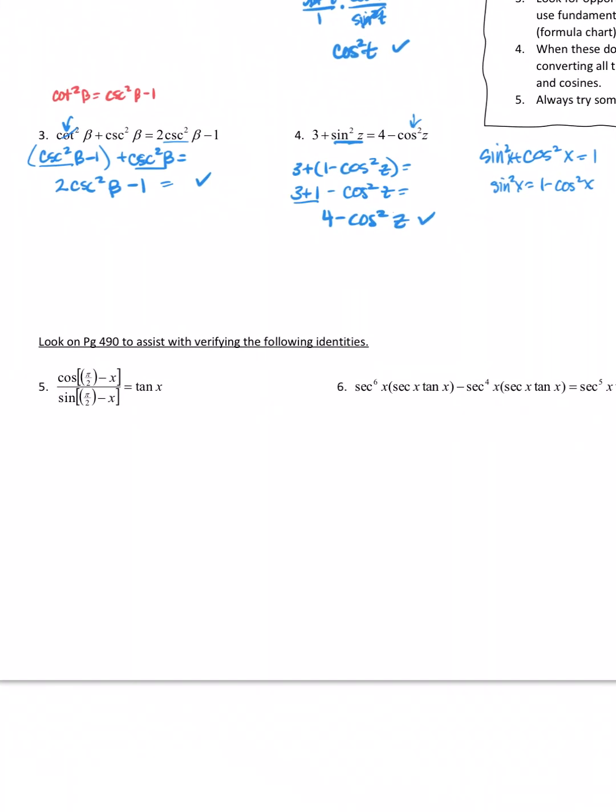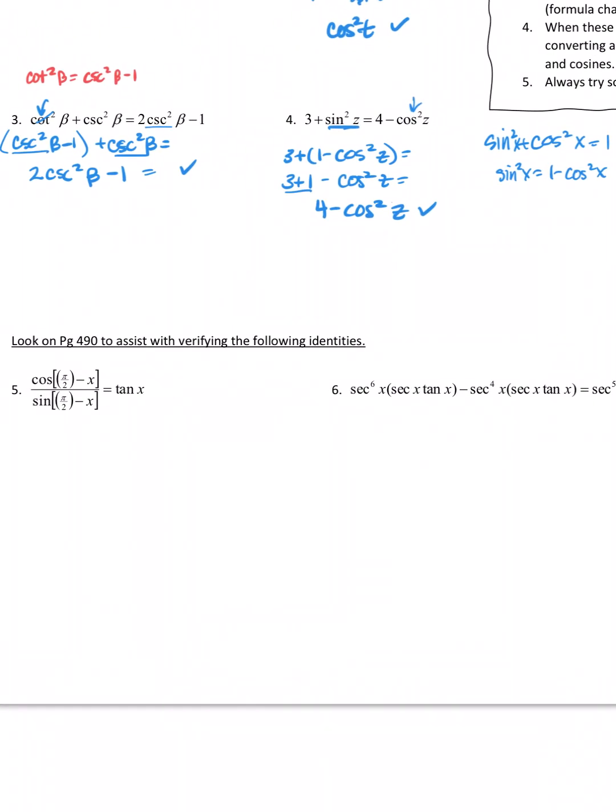All right, this one looks kind of gnarly, doesn't it? This looks gnarly. So we're not looking on page 490, we're looking at your formula chart.